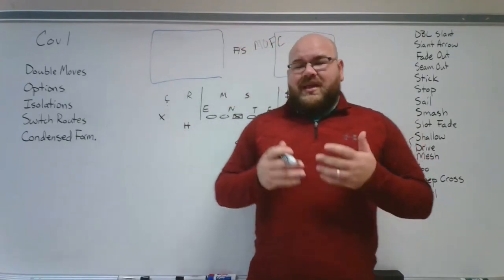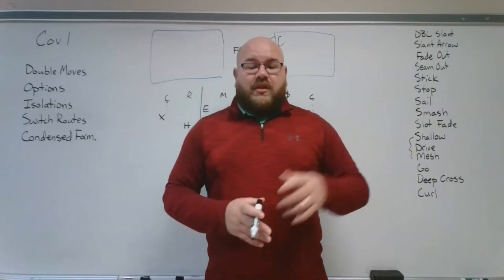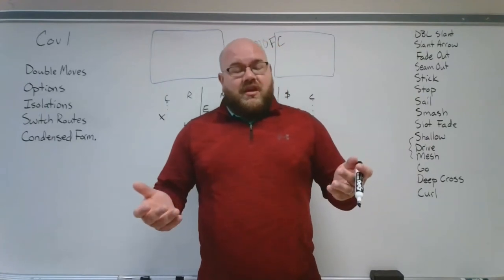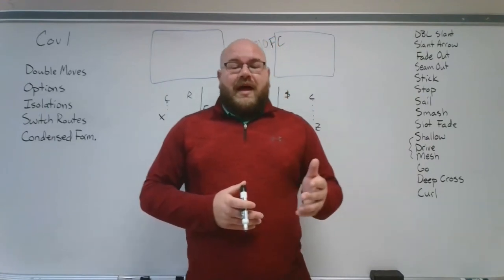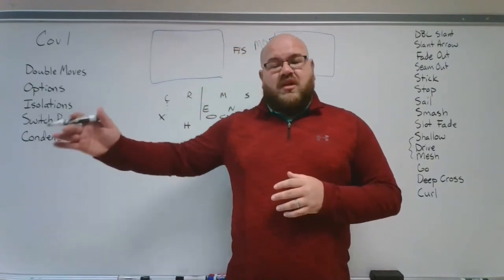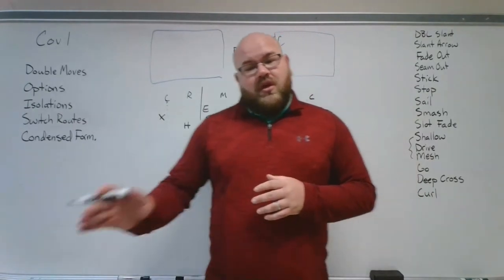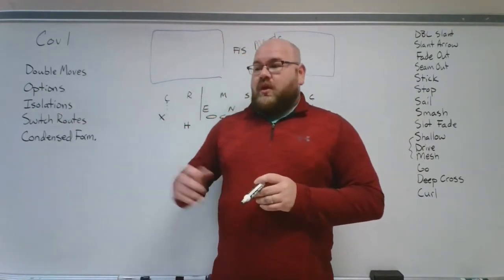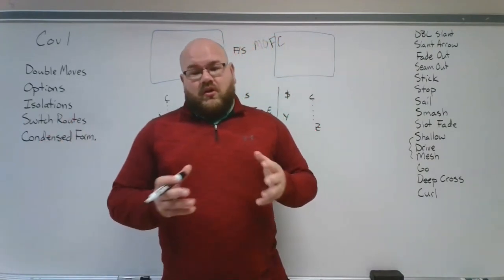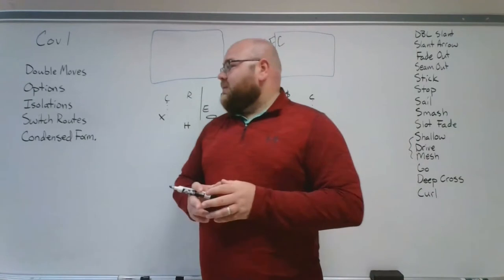The isolations, that is a predetermined route where by formation or design or by route concepts, the way that the routes are drawn up, you are isolating a defender on one of your receivers. Typically, we see this a whole lot in a 3-by-1 set, three receivers to one side, one receiver to the other, and we have that one receiver isolated in man coverage, and we like to throw the backside slant. That is one of the most popular, easy things to do, whether it be a slant, a hitch, an out, or a fade. Those four routes are really the most common ones when you talk about backside isolation, especially in a 3-by-1 set.